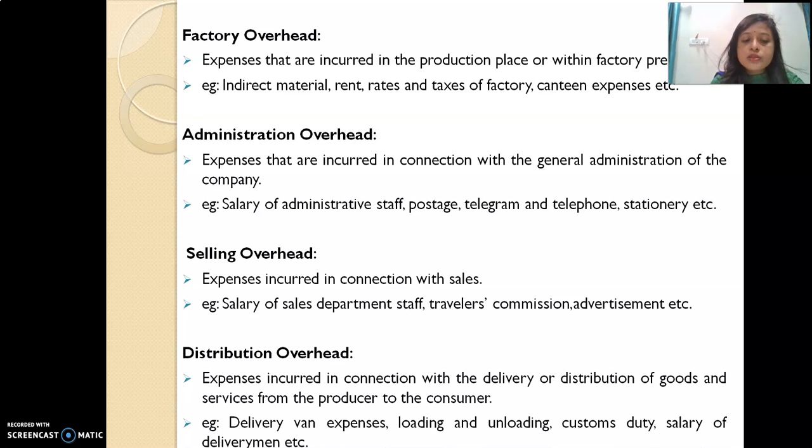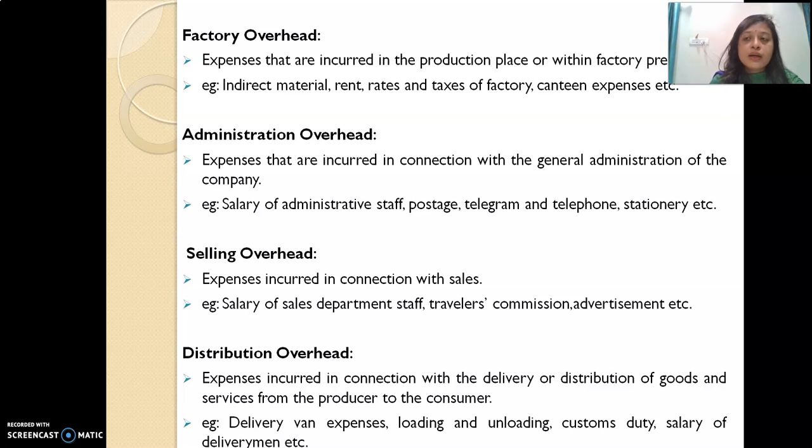And last is distribution overhead. We also write selling and distribution overheads together. So the expenses incurred in connection with the delivery or distribution of the goods and services from the production to the customer are the distribution overheads. Example: delivery van expenses, loading and unloading, custom duty, salary of delivery man, etc.